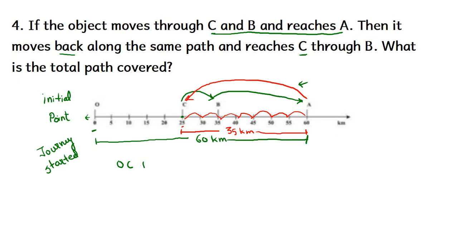Now what will be the total path covered by the object? The total path covered by the object can be written as OA plus AC. OA is 60 kilometer, then AC is 35 kilometer. Total path is 95 kilometer. Okay, so this way this graph question can be solved. Now students, graph questions are very important. We should learn how to read graph and how to solve it.